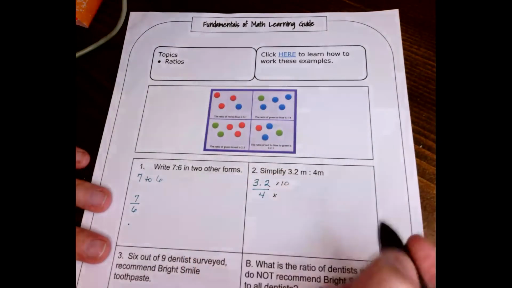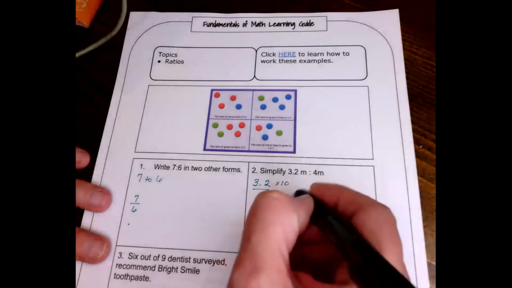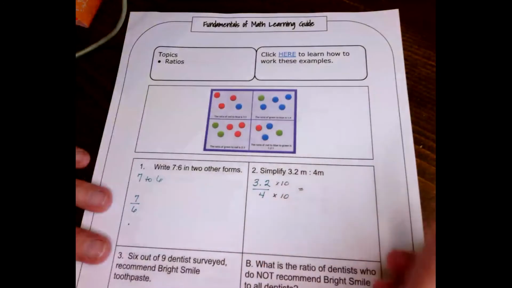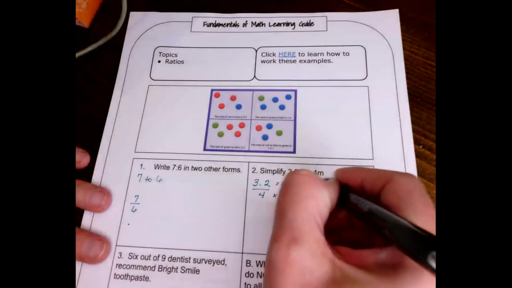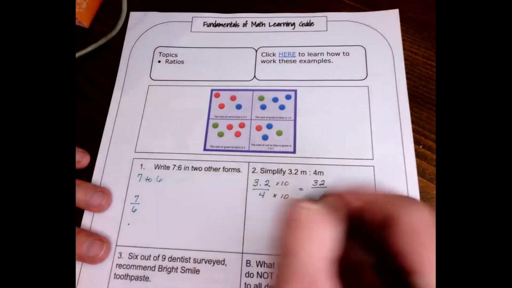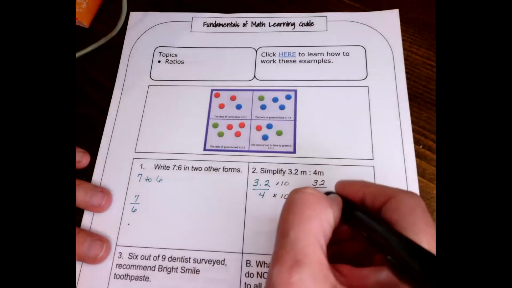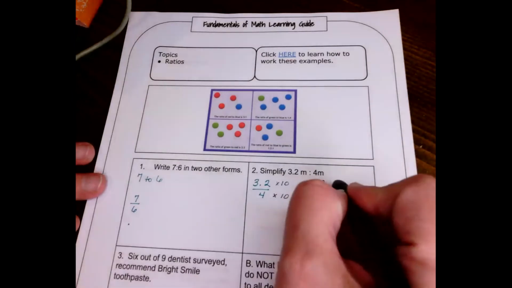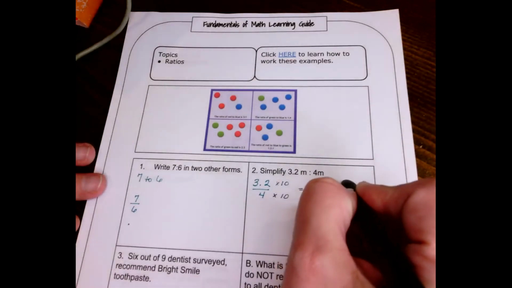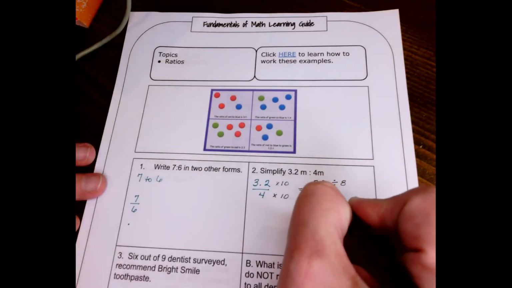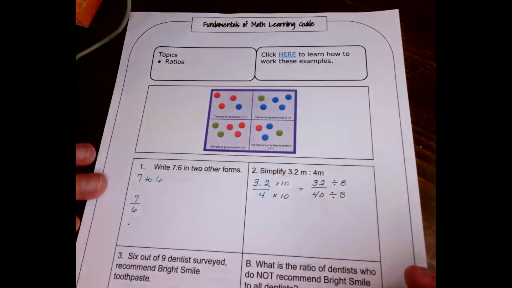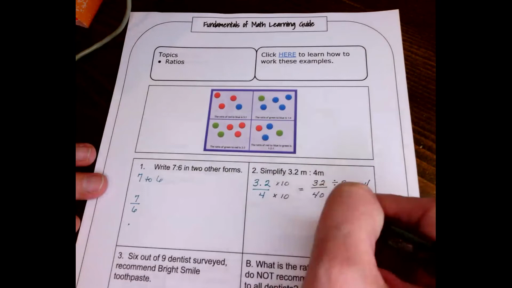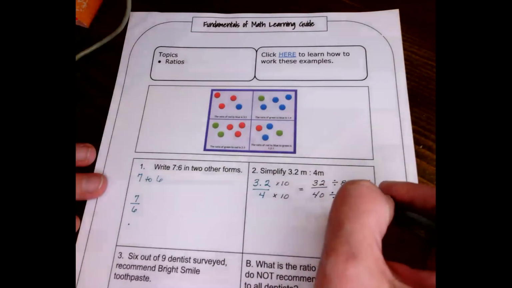Now, if you multiply by 10 on the top, of course, you have to multiply by 10 on the bottom. And that's going to give you 3.2 times 10. You can plug that in your calculator, it gives you 32. And then 4 times 10 gives you 40. Now you can reduce the fraction 32 over 40. It looks like these can be divided by 8. Remember, you have to divide the same number on top and bottom. So 32 divided by 8 gives you 4, and 40 divided by 8 gives you 5.